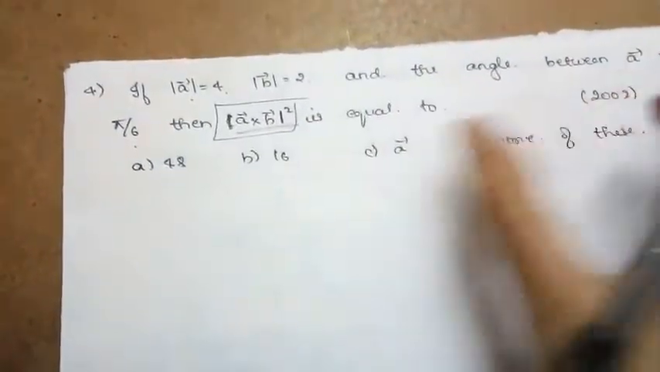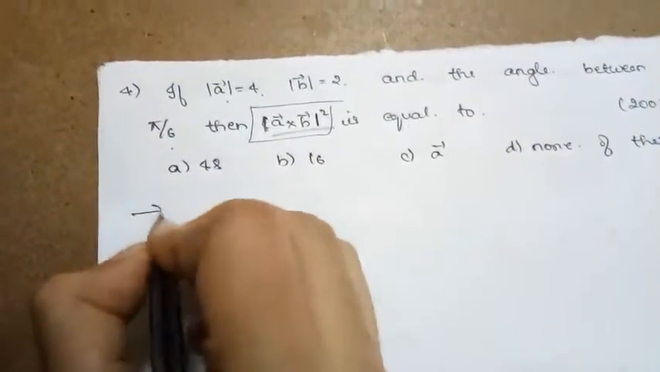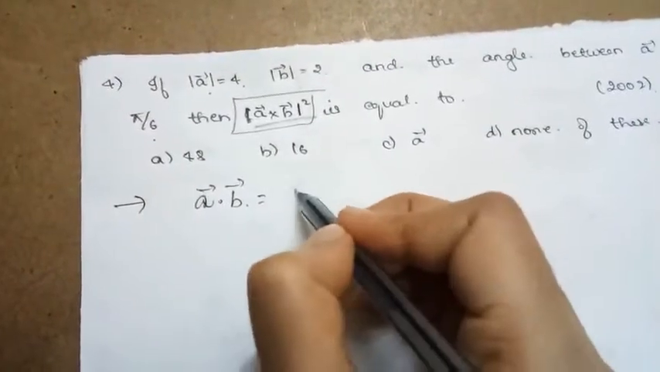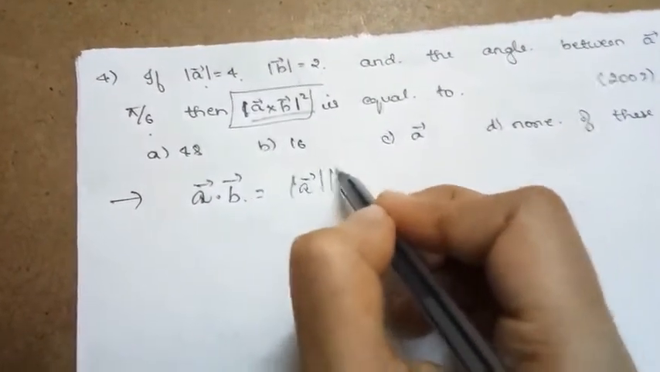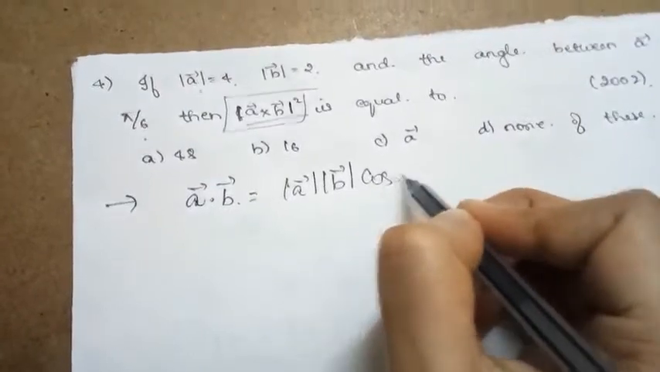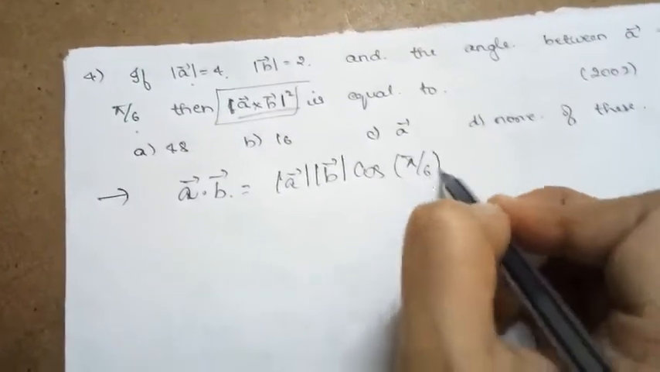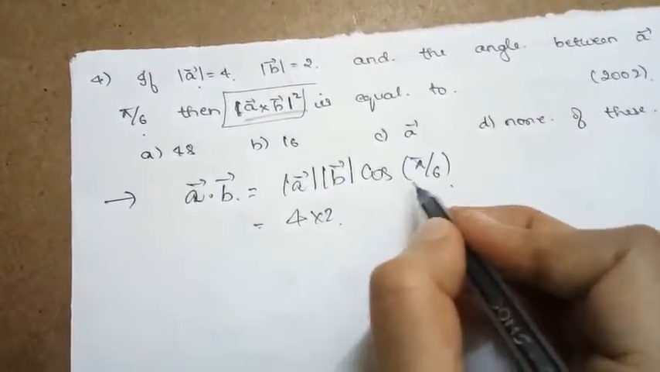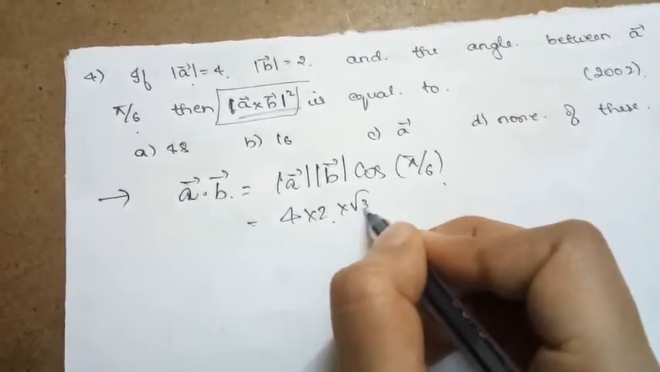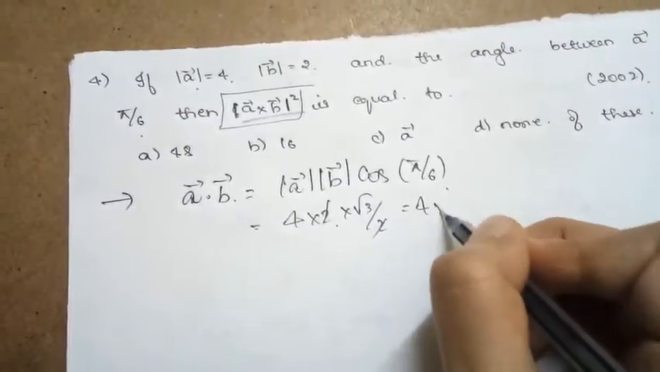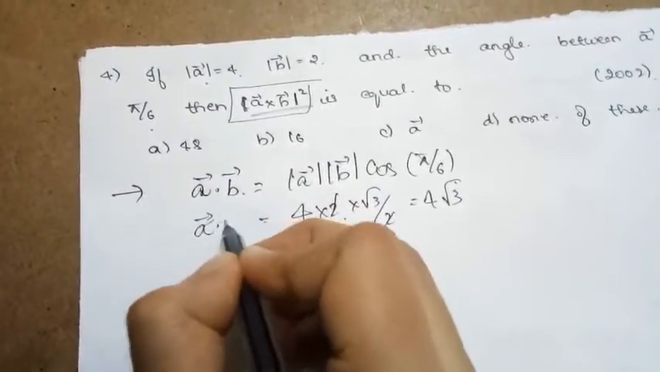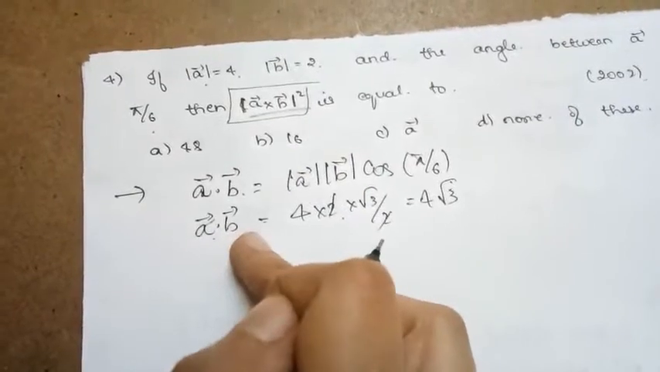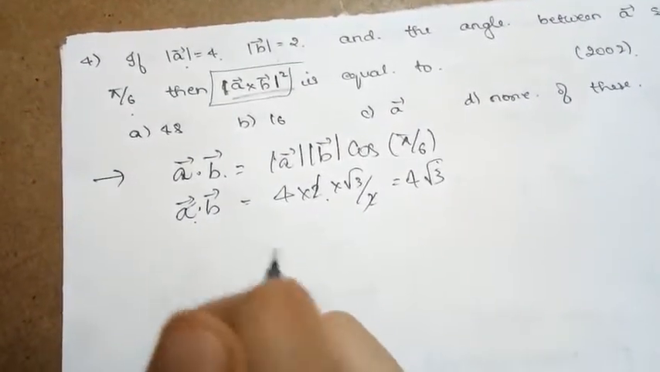So with this given data, let us first find out what is vector A dot vector B. That is magnitude of vector A, magnitude of vector B, cos theta. Here theta is nothing but pi by 6. What is magnitude of vector A? It is 4 into 2, and cos pi by 6 is nothing but root 3 by 2. 2 gets cancelled, so 4 root 3. So it is nothing but vector A dot vector B. So we got the dot product between the two vectors, vector A and vector B.